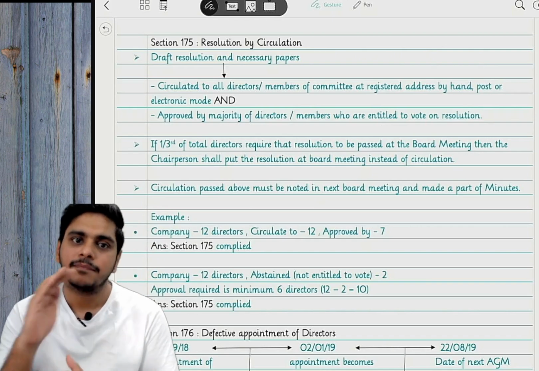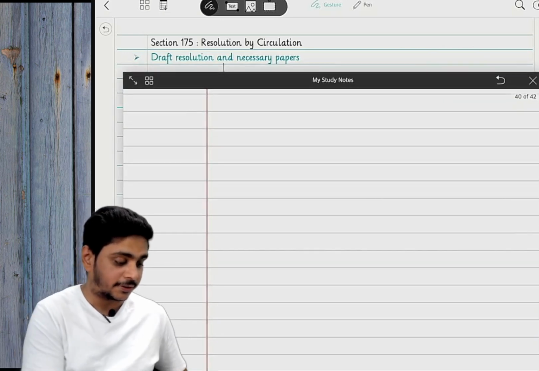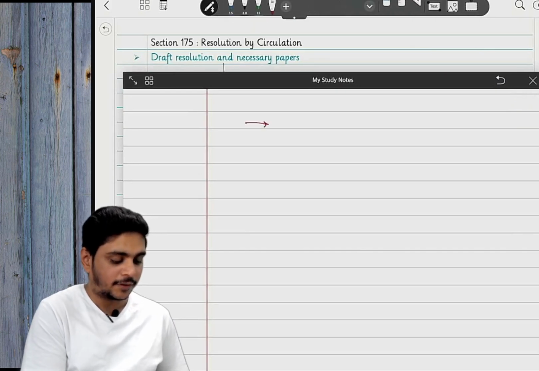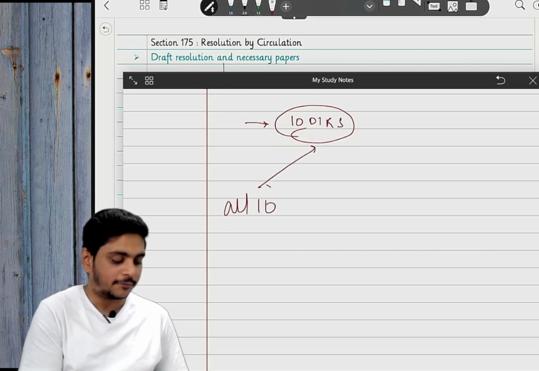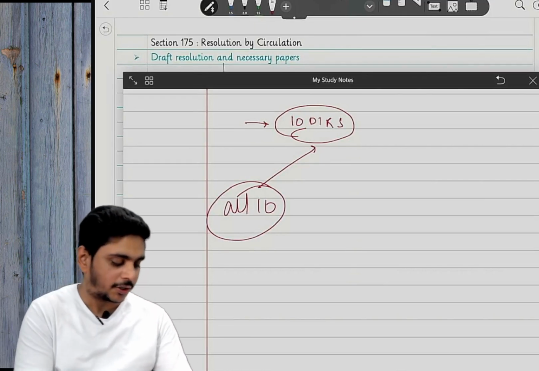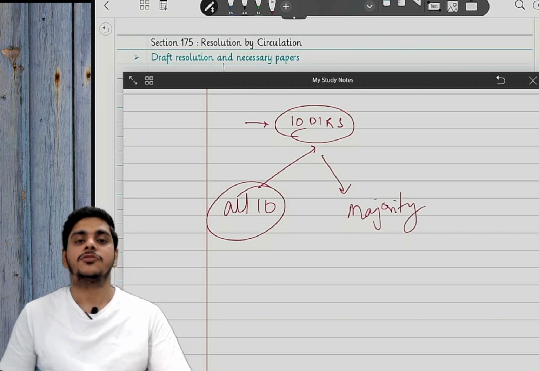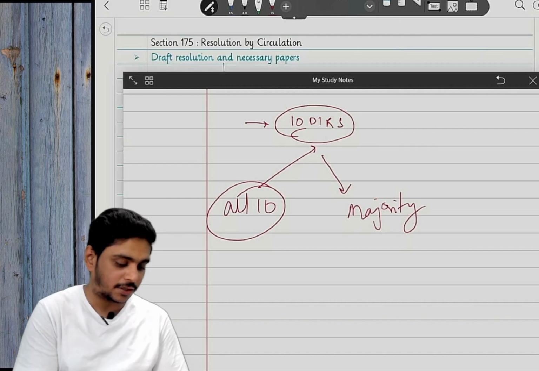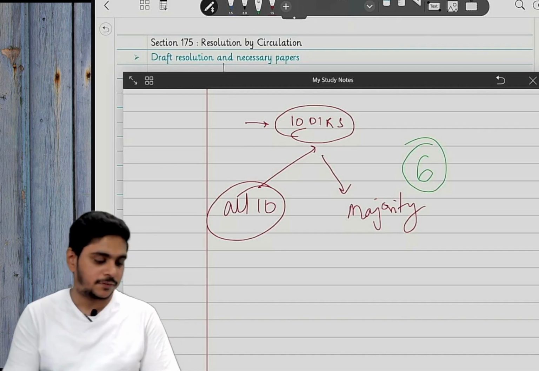Sir, what does this mean, approved by majority of directors? See, if there are 10 directors in a company, you will send the draft resolution to all 10. Out of 10, how many people should approve? The line is majority. Majority should approve. When I say majority, 10's majority will come at 6.